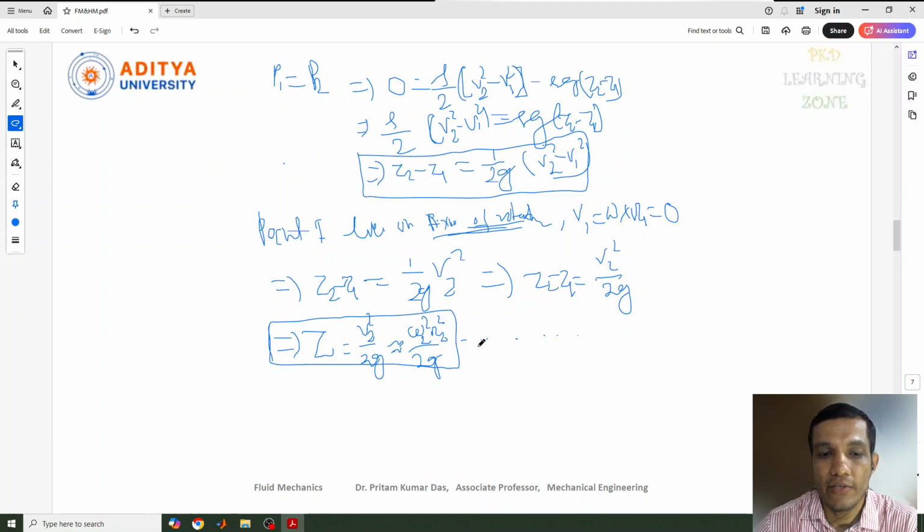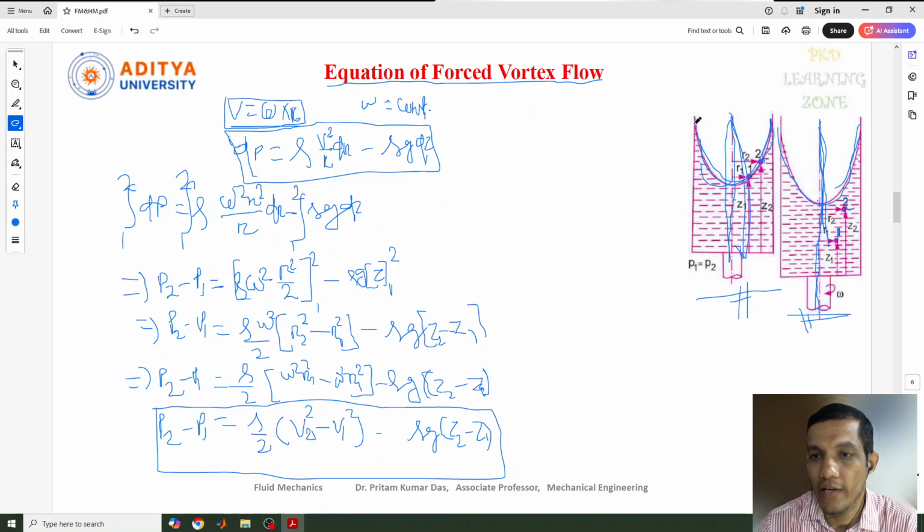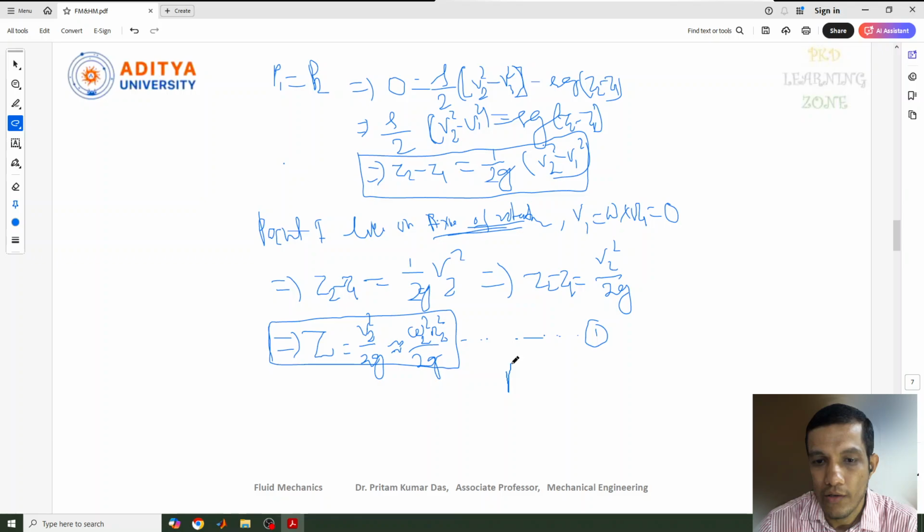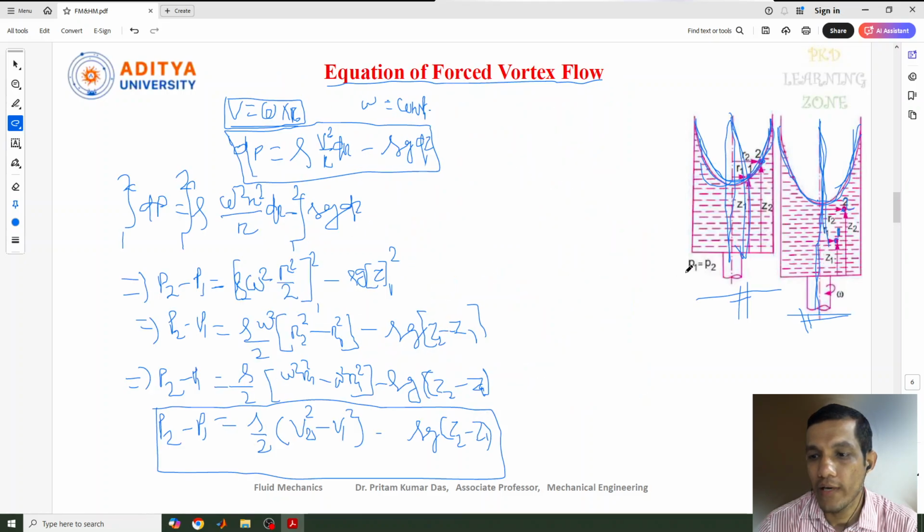This equation indicates the equation of a parabola, and this means that the free surface of the liquid is a paraboloid. I hope you understand this derivation. If you have any query or doubt regarding this, you can leave a comment in the comment box. Thank you all.